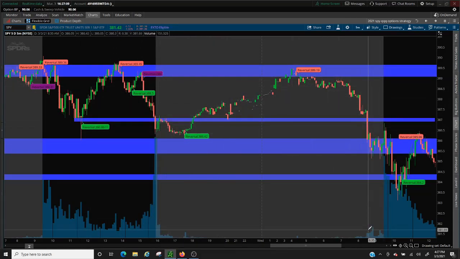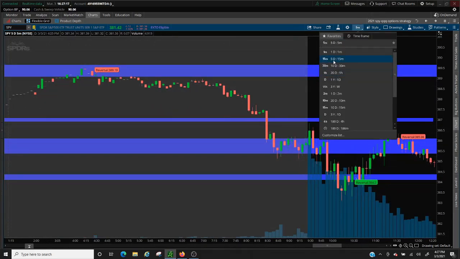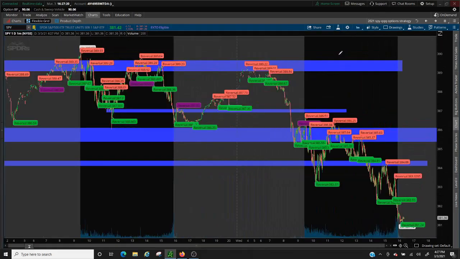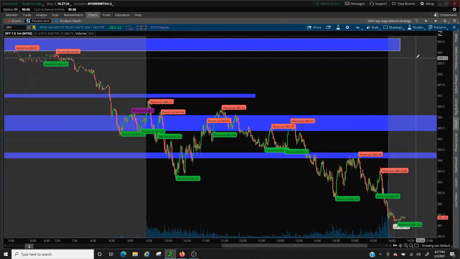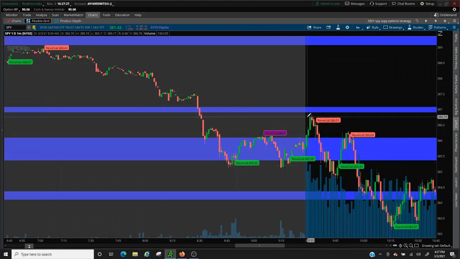And then today, check this out. Came up to it, it got rejected, and it came back down. If we see this from the 1 minute, I do not recommend doing this on the 1 minute chart because you're gonna have lines everywhere. Okay, but if we look at the 1 minute, look at what happened. We came up to this area and it got rejected immediately.